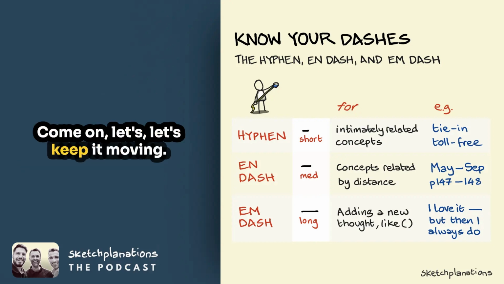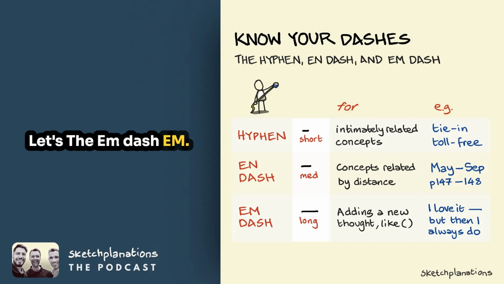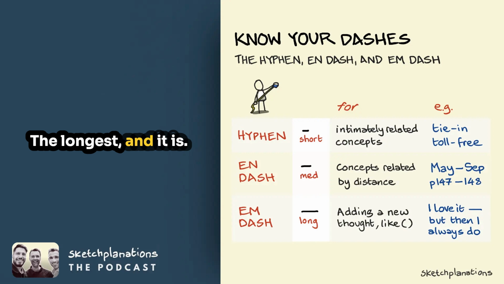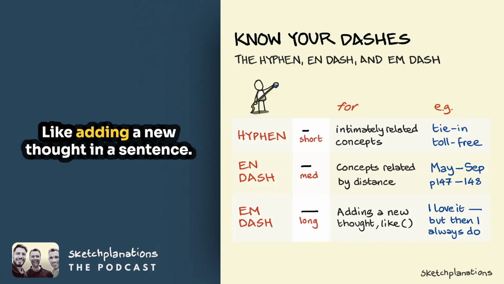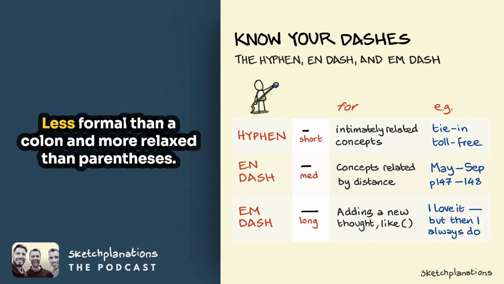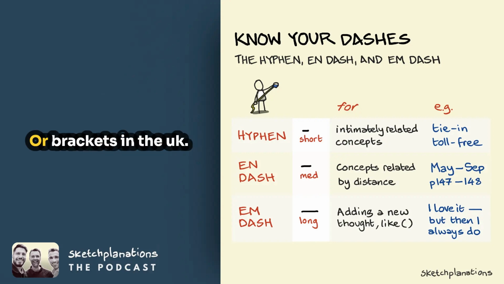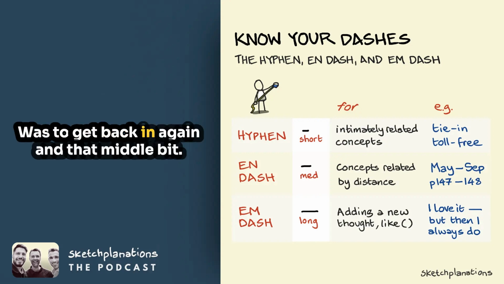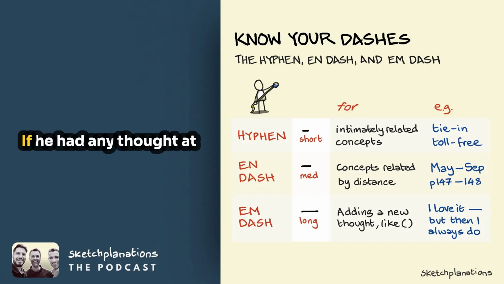The M dash, EM. The M dash is the longest of the three, and it is like adding a new thought in a sentence. I heard a nice definition of it, which is kind of like interrupting yourself. Stronger than a comma, less formal than a colon, and more relaxed than parentheses, or brackets in the UK. So it'd be like: his first thought on getting out of bed, if he had any thought at all, was to get back in again.